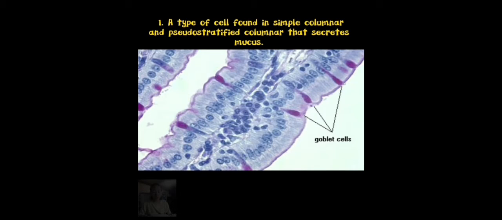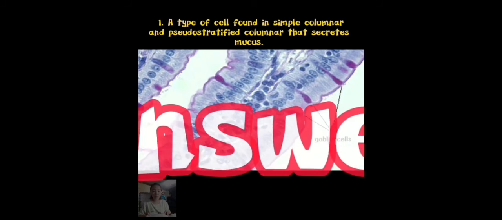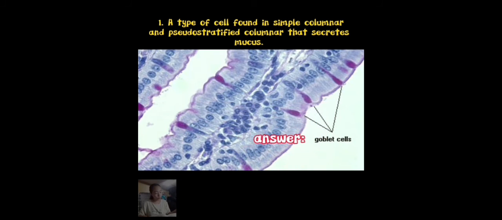Number 1, it is a type of cell found in simple columnar and pseudo-stratified columnar tissue that secretes mucus. So the answer here is going to be goblet cells. We all know that goblet cells resemble their namesake, the wine goblet, if you can remember. It has a large cup-like vesicle that may open onto the free surface. The cell cup has no wine, but rather it has mucus.